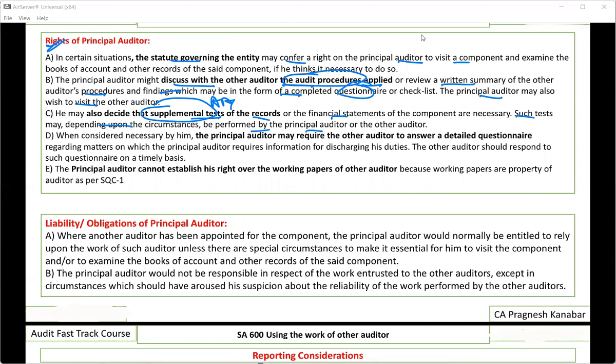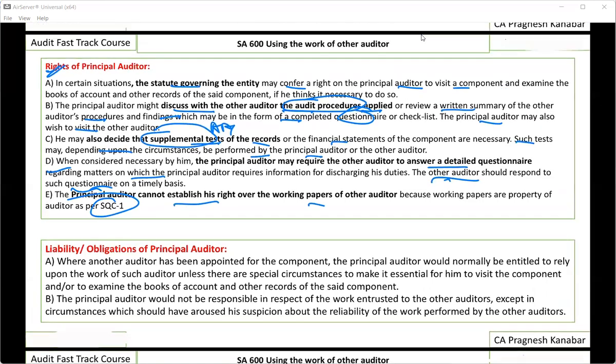All right. When considered necessary by him, principal auditor may require the other auditor to answer a detailed questionnaire regarding matters on which he requires information. The other auditor should respond to such questionnaire. But let me be very clear, principal auditor cannot establish his right over the working papers of other auditor, because working papers are property of auditor, and this line we have studied in SQC 1. So whatever you have studied in this box, this helps you to solve case study based questions.